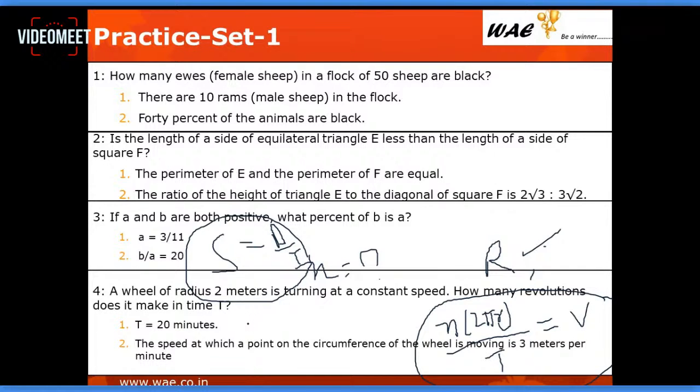Now, S1 is giving only t, not v, so S1 is not sufficient. The second one is giving you speed. That means v is given to you, but not t. So you still cannot find it. But if you take both of them together, you can solve it. So S1 is a cross, S2 is a cross, but both of them together are a tick. So you do it in that way.